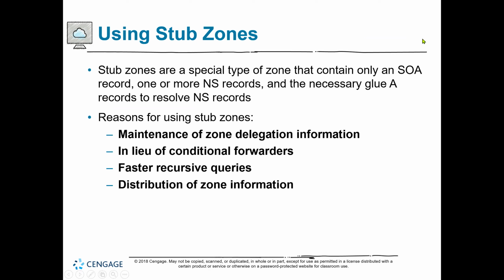Stub zones, we talked about this a little bit previously. They're special types of zone that contain only an SOA record, one or more NS records, and necessary glue records to resolve NS records. Reasons for using stub zones are maintenance of zone delegation information. You use them in lieu of conditional forwarders, faster recursive queries, and distribution of zone information.